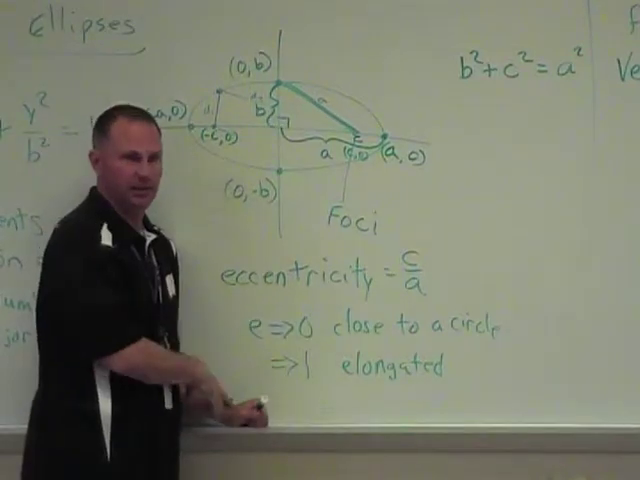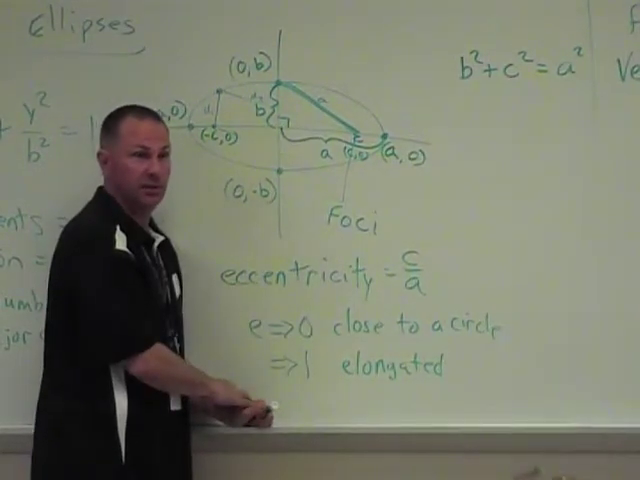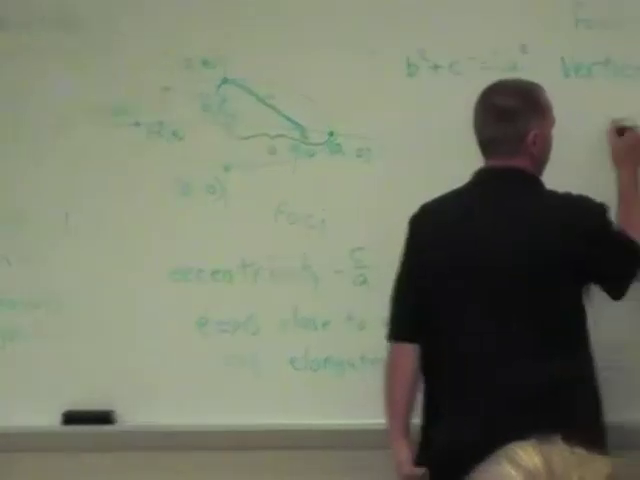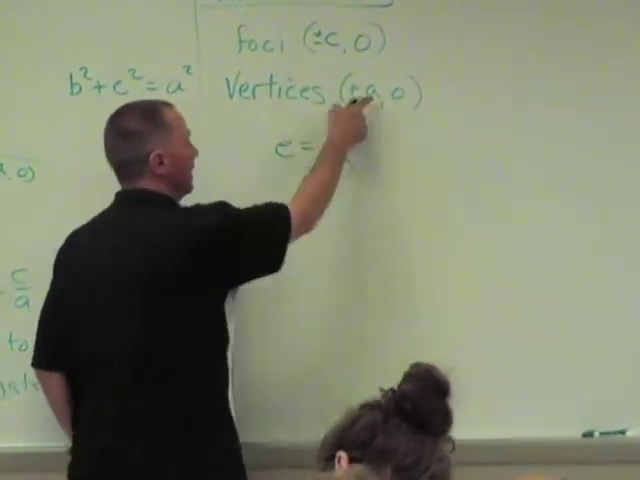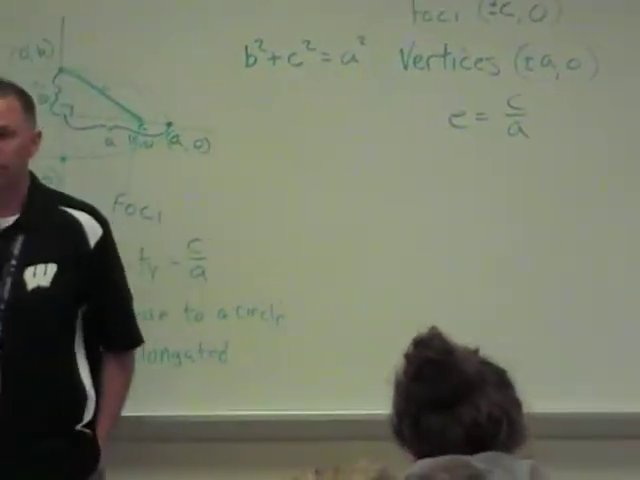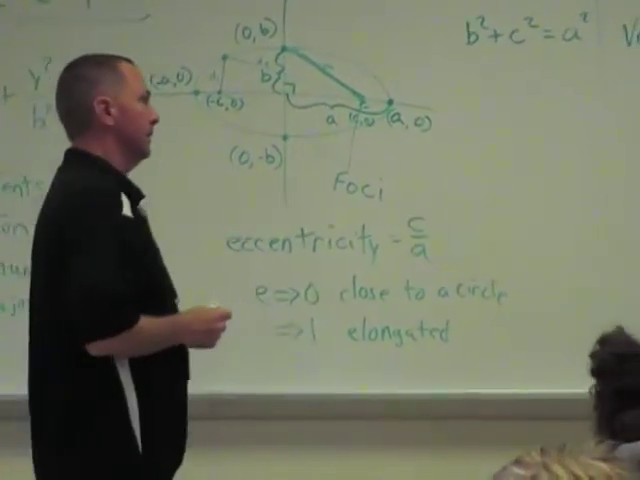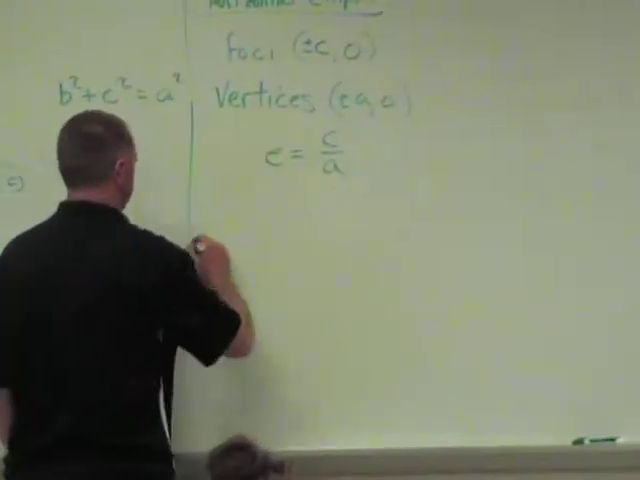That's just an understanding, but you have to tell me what the eccentricity is. So e is c over a. So you've got to find c and a, which you have in the first 3 things. You don't even have b yet. Okay.